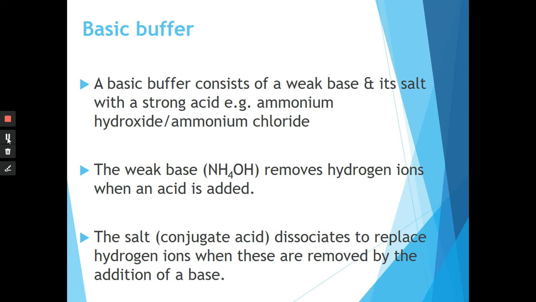that are added when the acid is added, and at the same time, your salt, your conjugate acid, is going to dissociate, it's going to break up and replace those hydrogen ions that were removed by the addition of the base. Okay.